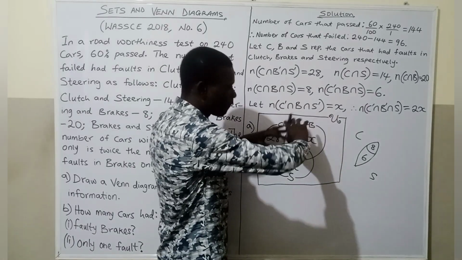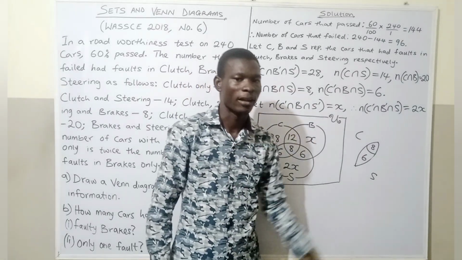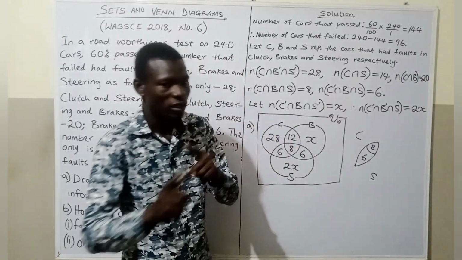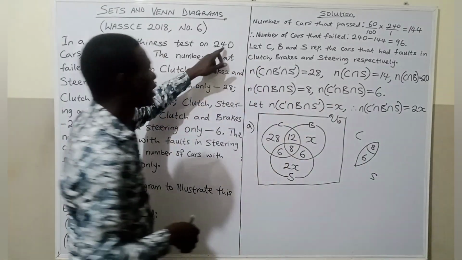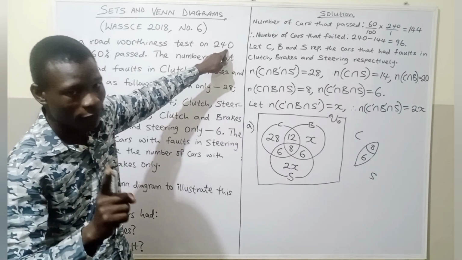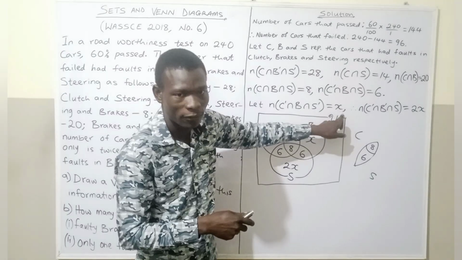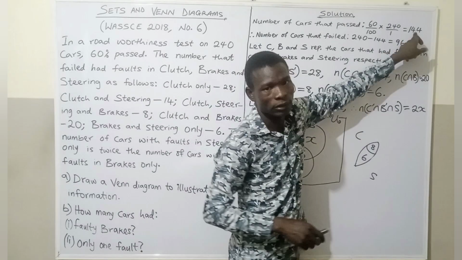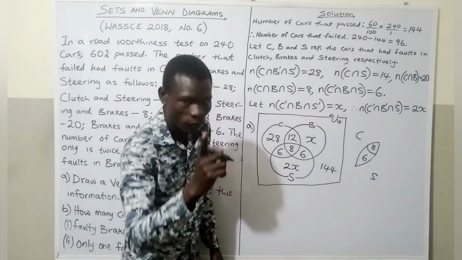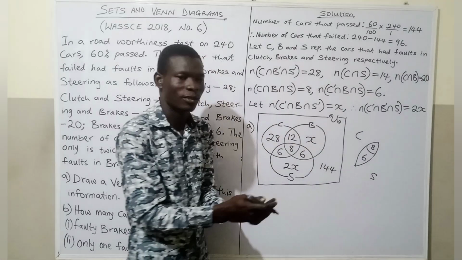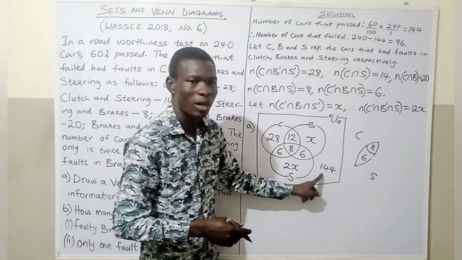Now if you look at the question, you will discover that everything inside this circle had fault in one aspect or the other. There are those that do not have any fault at all, but they are among the cars that are sampled. The total cars sampled are 240, so the universal set is 240. Those that do not have any fault, there are 144 of them. These 144 can go anywhere in the rectangle, but it must not be anywhere in the circle. Because the moment it enters anywhere in these 3 circles, it tells us that they also are having what?